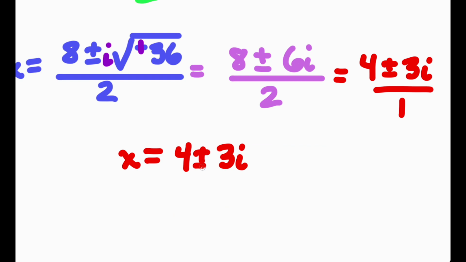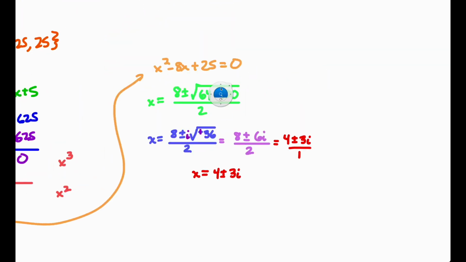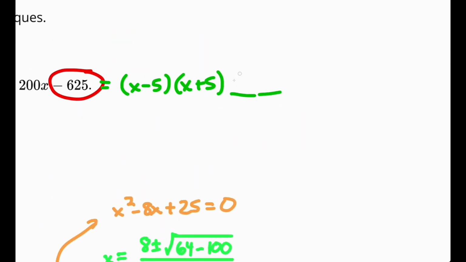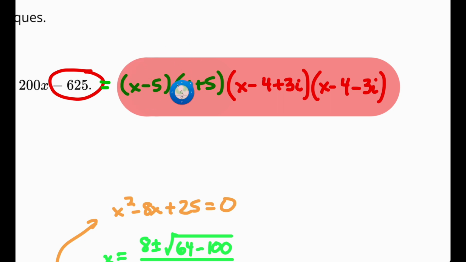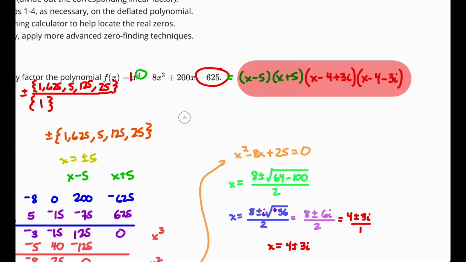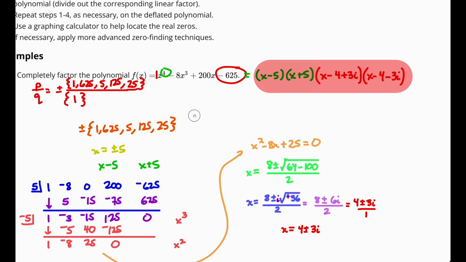Now this 4 plus or minus 3i, that's technically two zeros, because it's x minus 4 plus 3i and x minus 4 minus 3i. So now we actually figured out all 4 of the zeros, which means we figured out all 4 of the factors. So we're going to fill in these two blanks right here with those factors. So now it's going to be times x minus 4 plus 3i and x minus 4 minus 3i. And that is the final answer. That is the complete factoring of that original polynomial. If you notice, there's 4 factors, and there should be because that highest power is 4.